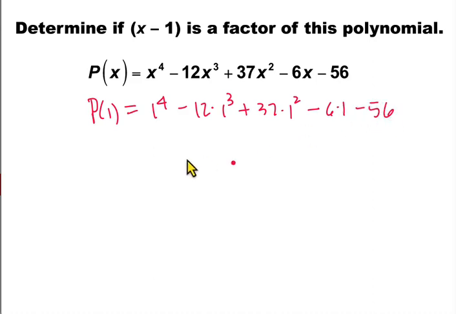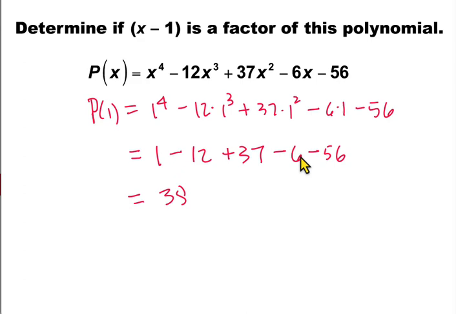1 to the 4th is simply 1. 1 cubed is 1, so it's minus 12. 1 squared is 1, so we have plus 37. 6 times 1 is 6, so minus 6 and minus 56. Combining the positive terms, we get 38.